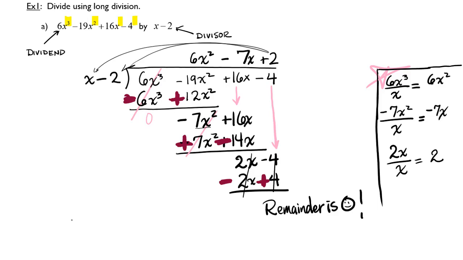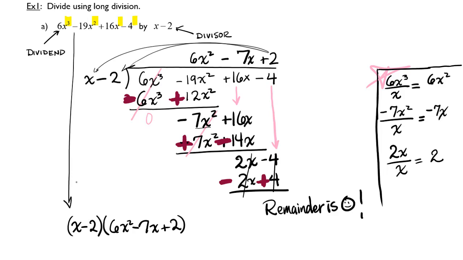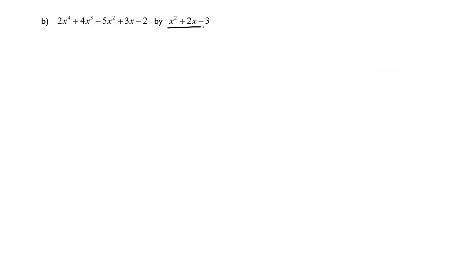We can now rewrite this as x minus 2 times 6x squared minus 7x plus 2. This is equivalent to what we started with. They are equivalent. Notice we have 3 terms in our divisor instead of just 2. So we do the same exact process again.